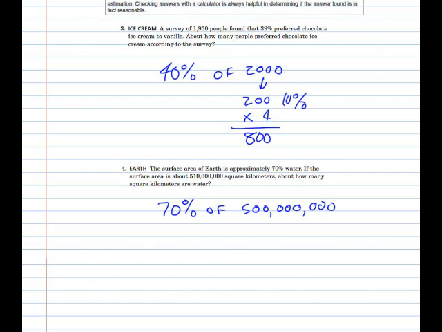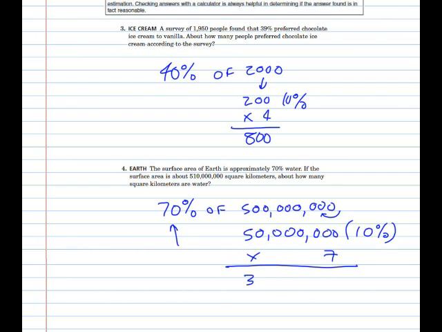And again, what I'm going to do is find 10% of that, divided by 10, which gives me 50 million. That's 10%. I simply divide by 10, move my decimal point one place to the left. If I take that times 7 to get my 70%, I get 350 million as a reasonable estimate for the number of square kilometers that are water.